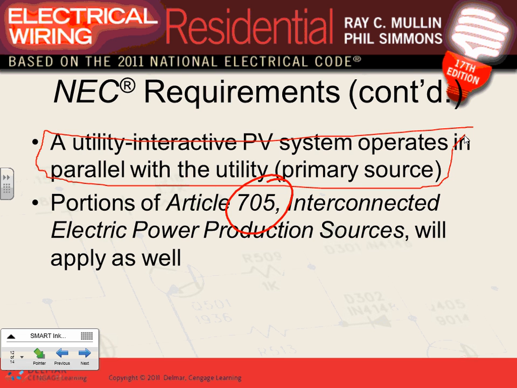And there's Article 705, interconnected electrical power production systems. I'll talk about this one in the commercial project, guys. This requires you to do things. If you have two sources of power coming to the building, what do you need to do? You need to identify the disconnect for all these sources of power at the service.